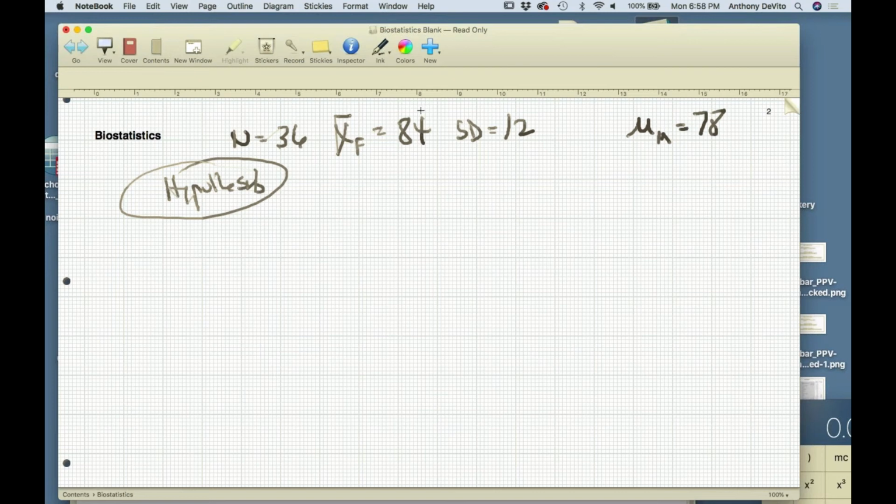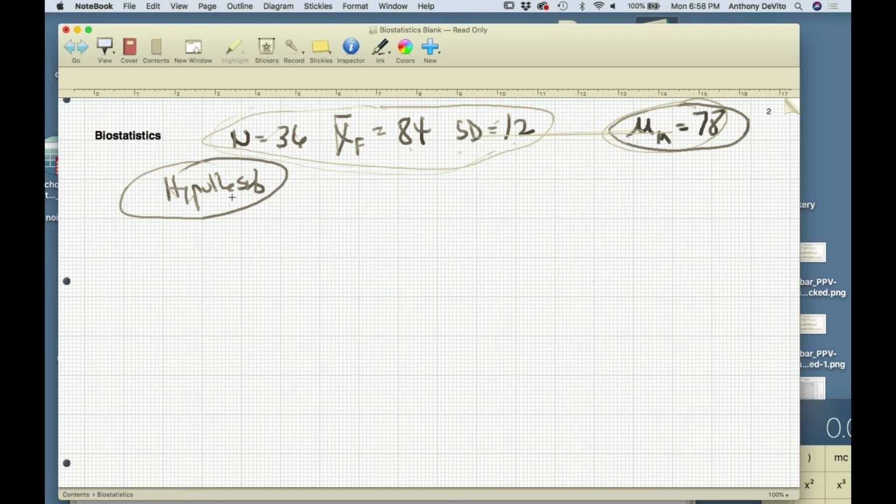So we have a sample, and we're comparing it to a known mean for another population. For this population, we don't know what the mean is. We don't know what the standard deviation is. All we know is we took a sample of 36, found the mean in the sample is 84, standard deviation is 12. The other population, we happen to know that the mean is 78. And we want to know, can we say with a good level of certainty, with 95% certainty, that these two populations have different mean blood pressures? In other words, their blood pressures are different.